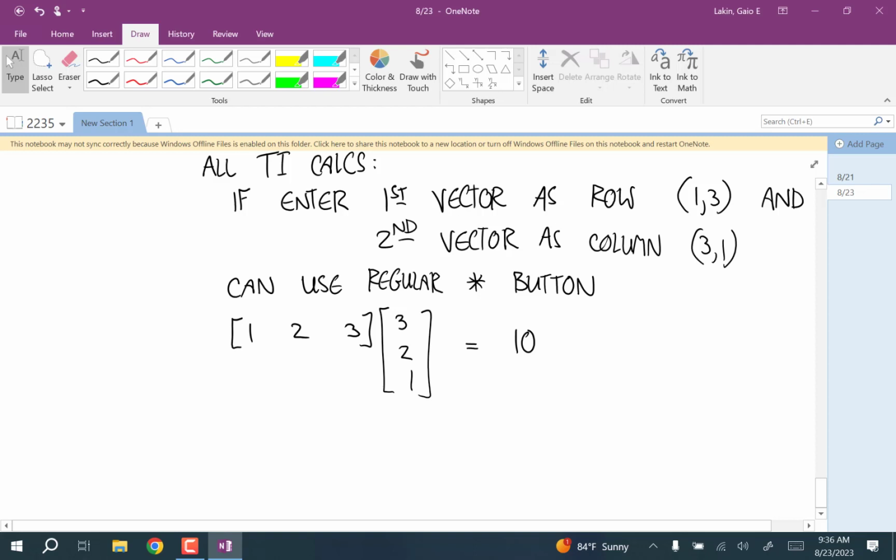Yes? What would happen if you entered both vectors as row or column and just used multiply? It would give you an error. Okay. It doesn't know what to do yet.